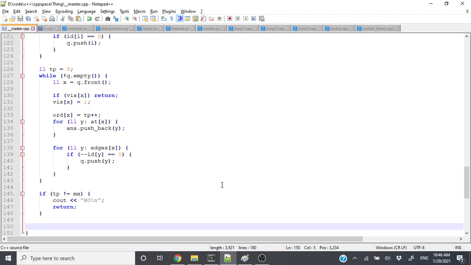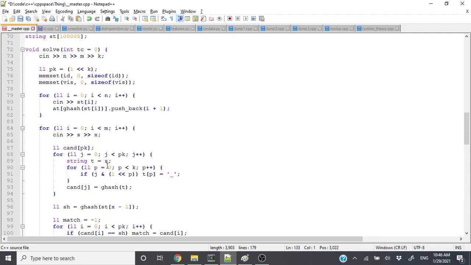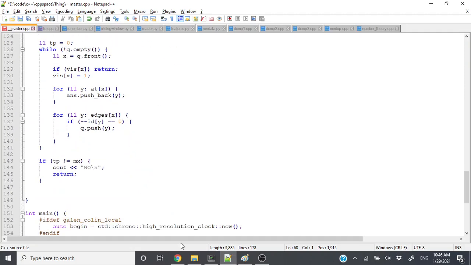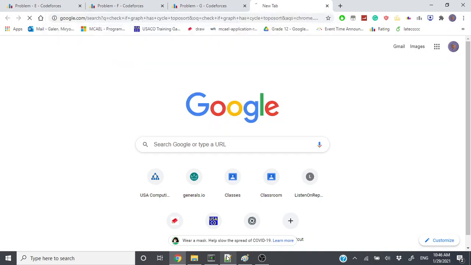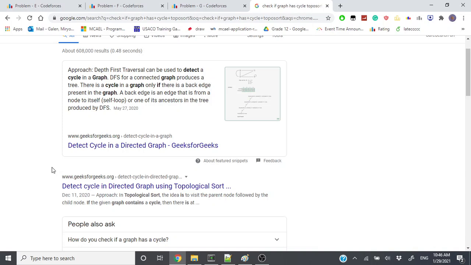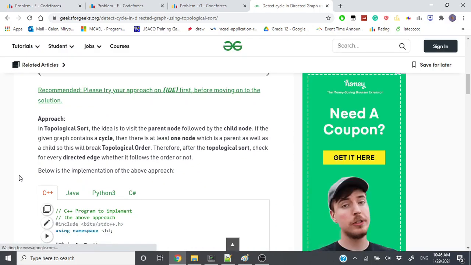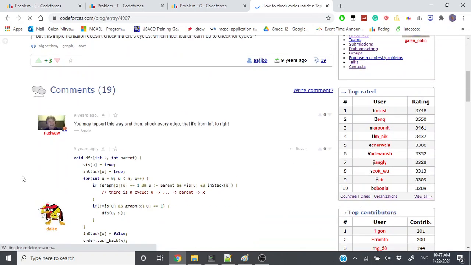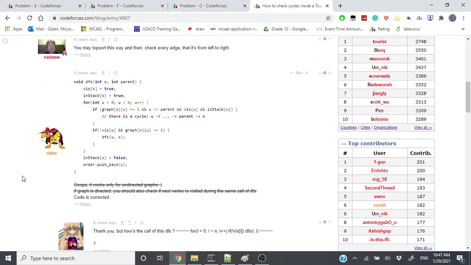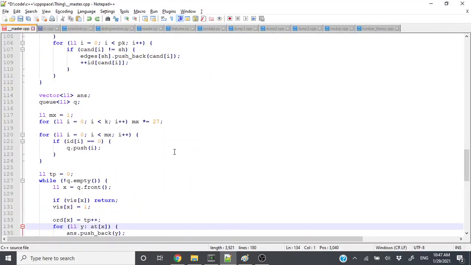Because if we don't have a cycle, then we'll visit all vertices, because that means it's a DAG. And if we do have a cycle, then we won't visit all vertices. So maybe we just don't need this ordering at all. I think that kind of just does it, yeah. I don't remember how this works. That's not helpful. I usually don't trust GeeksforGeeks, but I just want to confirm my idea. Do I need the topological order? Okay, actually, whatever. I'll do it to be safe because I don't want to be hacked or something.